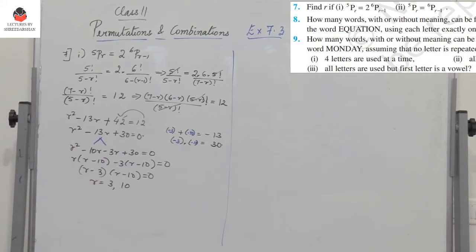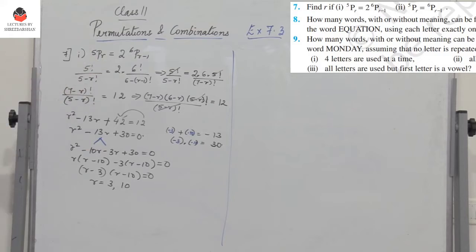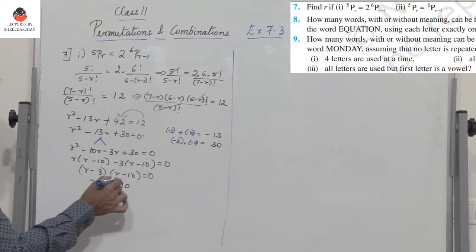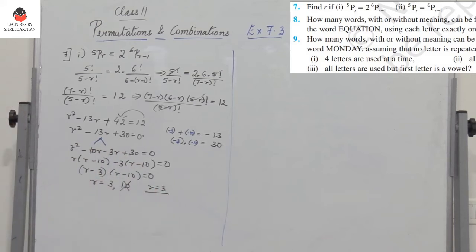Now if you observe, I have 5Pr, so the value of r cannot be greater than 5. Therefore, I cannot have 10 as the answer. So r has to be equal to 3.